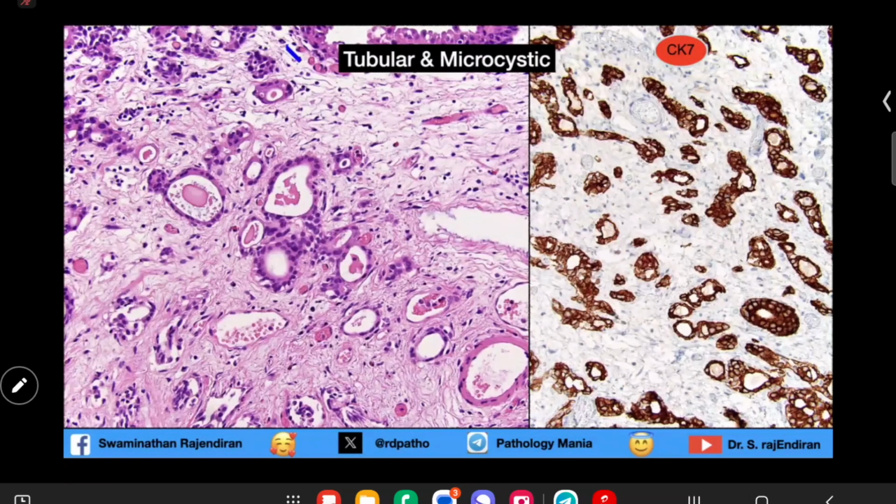And this is a carcinoma. You can see the urothelium in the top. Here there are some tubules and some gland formations with the dilated glands with the eosinophilic secretions. So that's why it is called tubular and microcystic urothelial subtype of carcinoma. And when you do cytokeratin 7, you can highlight all the tubular and microcystic component.